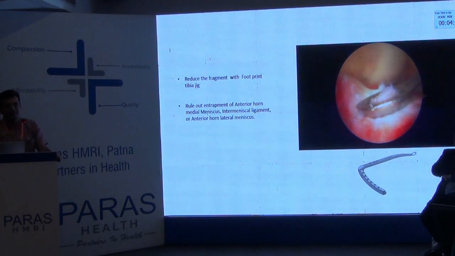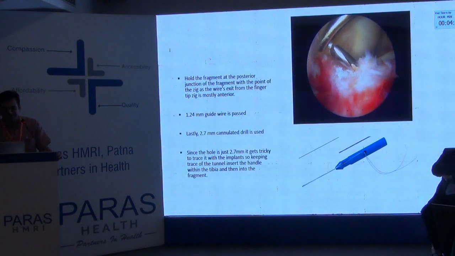It's quite often that the medial meniscus anterior horn is entrapped in the tibial spine avulsion fragment, and that would not allow it to be reduced properly. So we need to rule out entrapment of the anterior horn of the medial meniscus. Then comes the intermeniscal ligament, and sometimes there is an anterior horn lateral meniscus entrapment also, but it's quite less as compared to the medial meniscus. So we have reduced this with the footprint tibial jig.